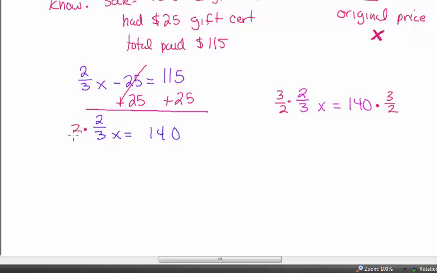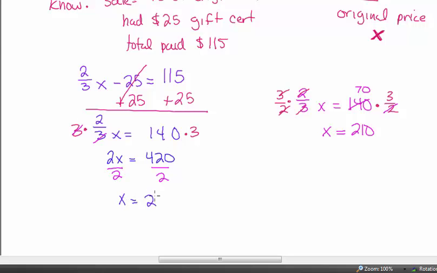And in 2 steps, I'm going to start by multiplying by the denominator. When I multiply by the reciprocal, those cancel each other out, and I'm left with x. 2 goes into 140 70 times, and 70 times 3 is 210. Or in 2 steps, my 3's cancel, leaving me with 2x is equal to 420. And then I divide both sides by 2, giving me that the original price of the skis was $210.